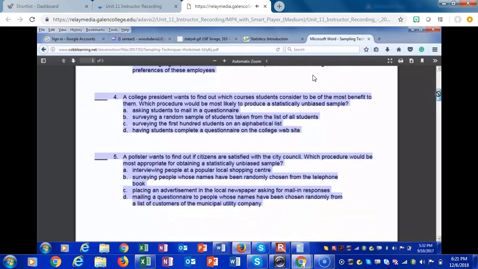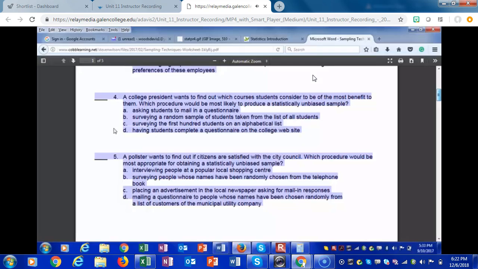Number 4. A college president wants to find out which course students consider to be the most beneficial to them. Which procedure would be most likely to produce a statistically unbiased sample? Asking students to mail in a questionnaire, surveying a random sample of students taken from a list of all students, surveying the first 100 students on an alphabetical list, or having students complete a questionnaire on the college's website.